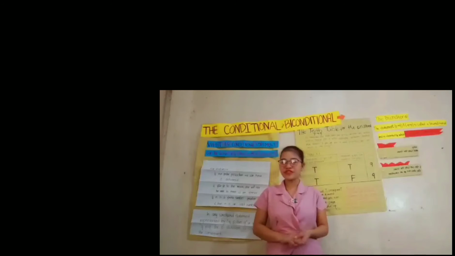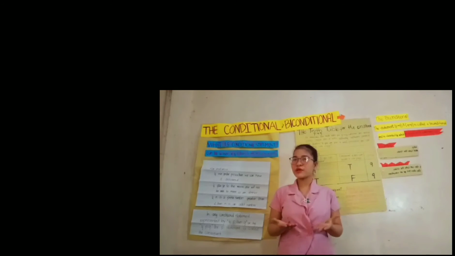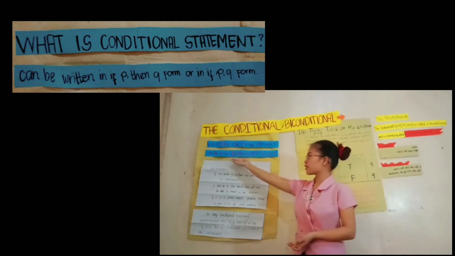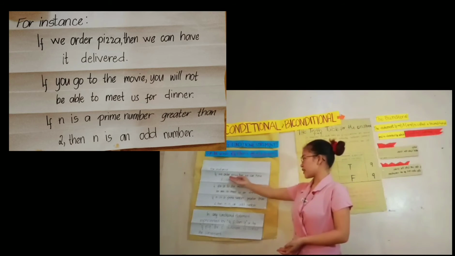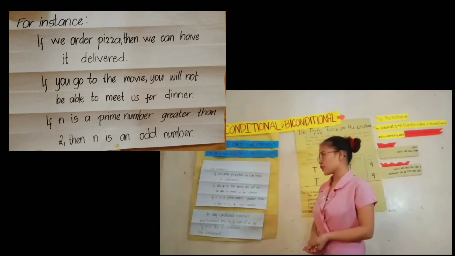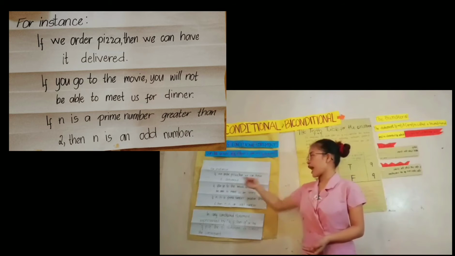So our topic for today is all about the conditional and biconditional. First, let us define what is a conditional statement. A conditional statement can be written in if P then Q form or in if P implies Q form. For instance, if we order pizza, then we can have it delivered. What is the antecedent and consequent in this sentence? The antecedent is if we order pizza, then the consequent is then we can have it delivered.